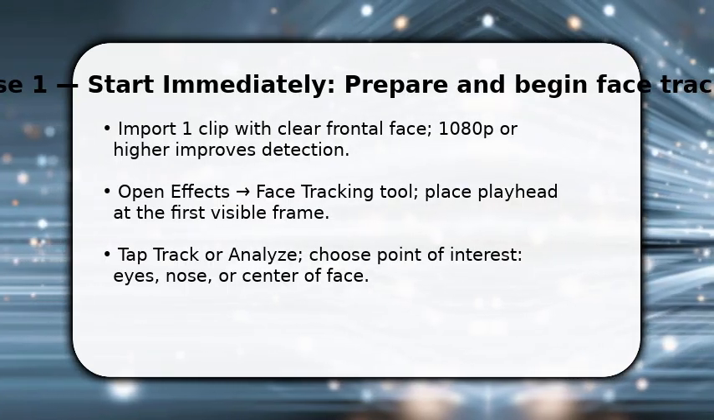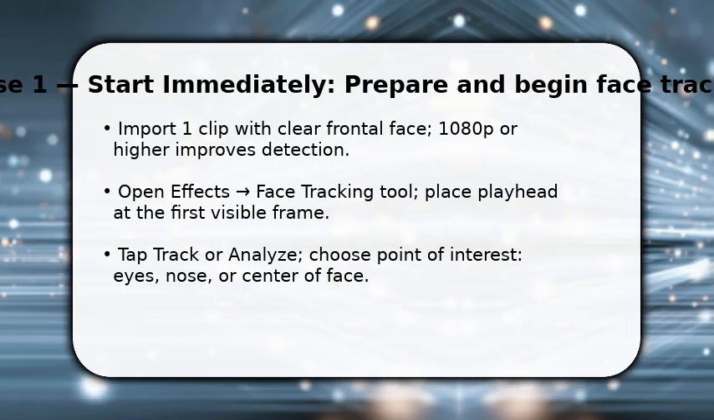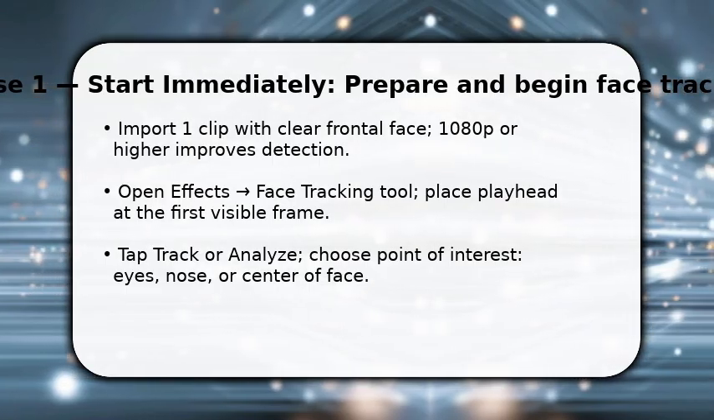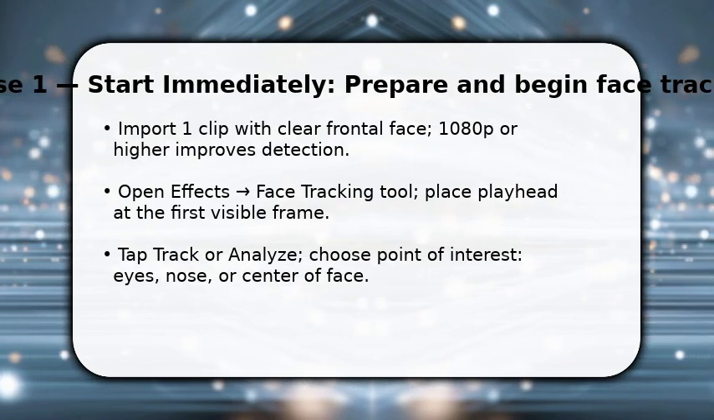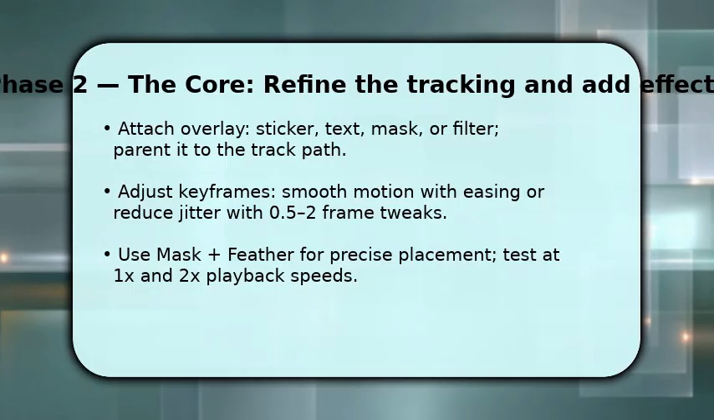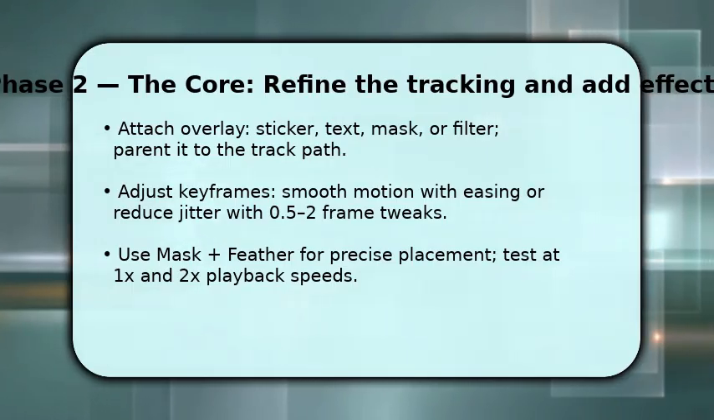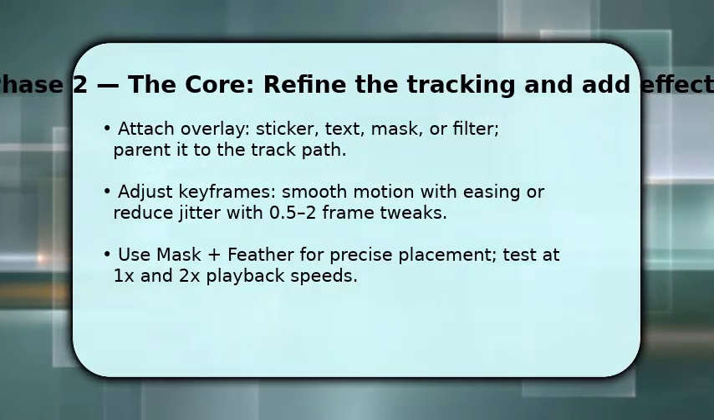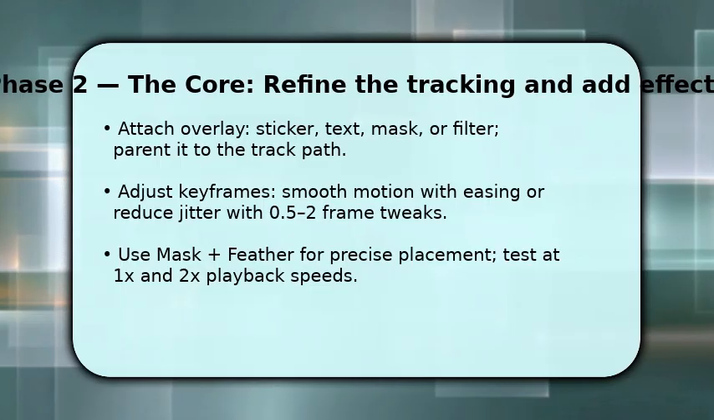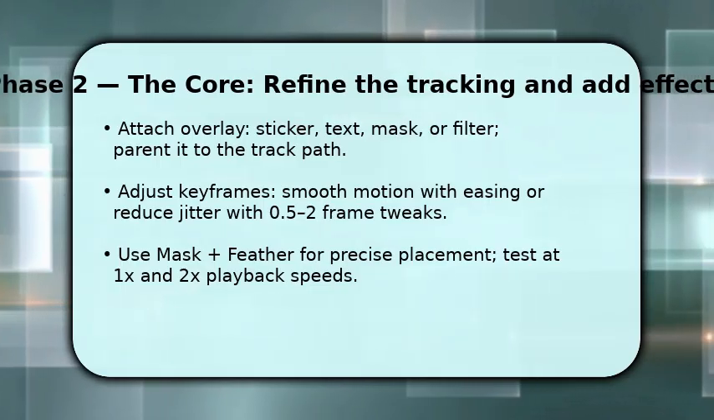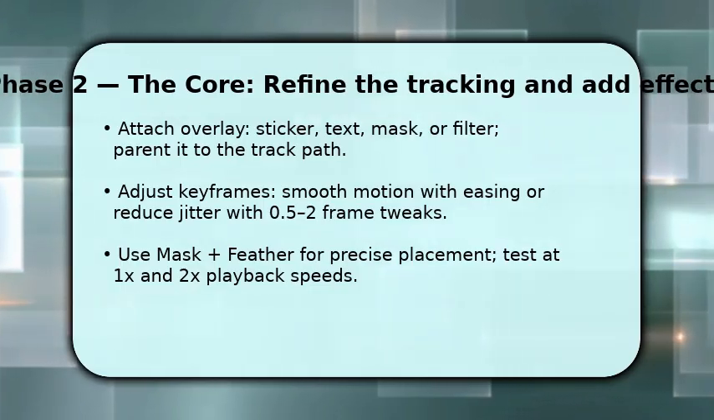Now tap Track or Analyze and let CapCut process the frames. This creates a trackable path you will use for overlays or auto-zoom. Once the track exists, attach your overlay, sticker, text, or mask by linking it to the face track so it follows movement. Make adjustments. Open keyframes and smooth abrupt jumps with easing or nudge problem frames by plus or minus 1-2 frames to remove jitter.